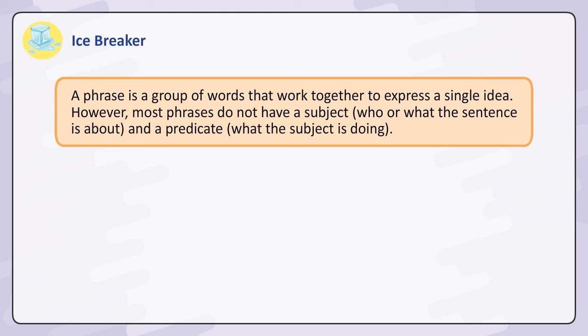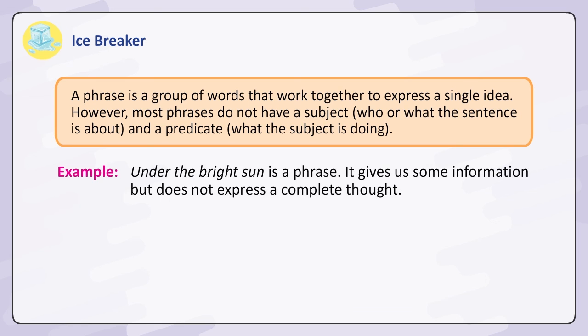A phrase is a group of words that work together to express a single idea. However, most phrases do not have a subject, who or what the sentence is about, and a predicate, what the subject is doing. Example: under the bright sun is a phrase. It gives us some information but does not express a complete thought.